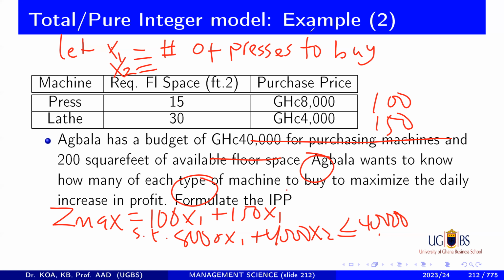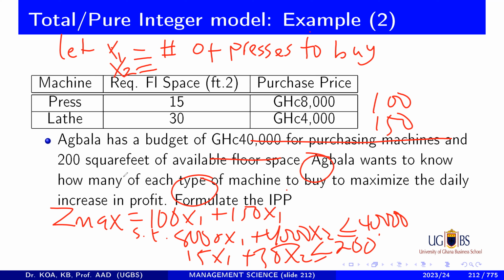Yes, Doc, it will be 15x1 plus 30x2 less than or equal to 200 square feet. What gave you the idea that it's not equal to but less than or equal to? What is in the sentence that gave you the clue? It says that's the available floor space. Very good.